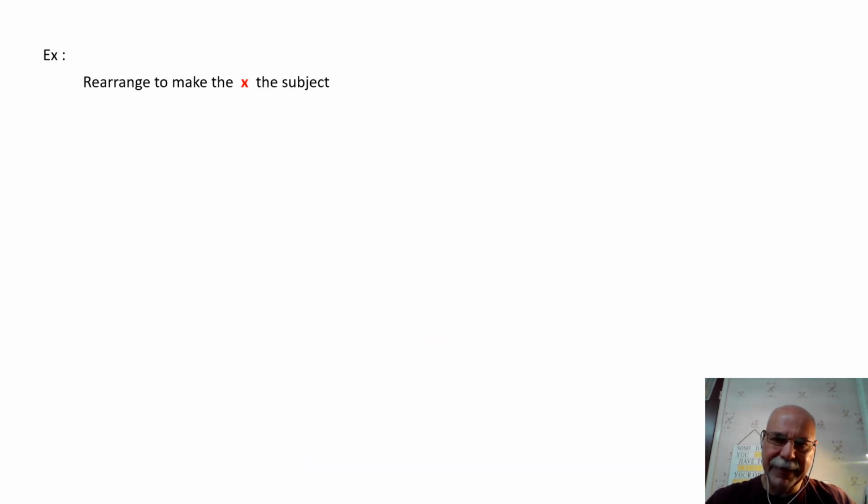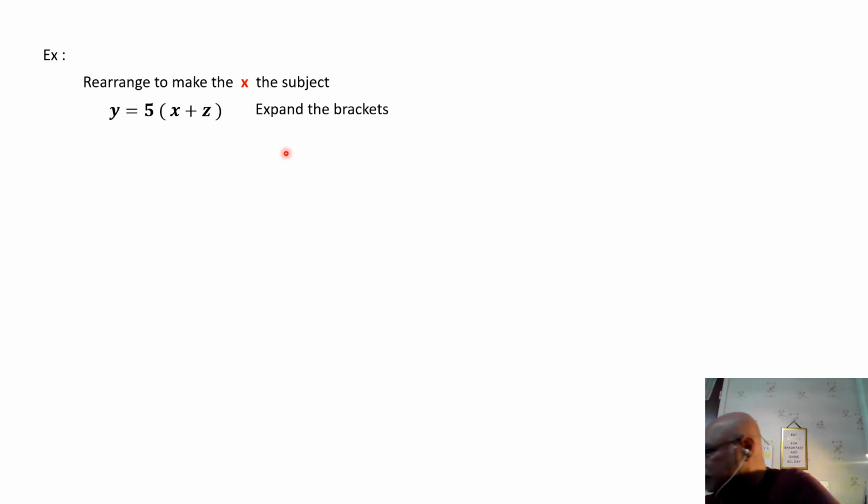Now for this example, there is another rule for how we rearrange to make x the subject. Y equals 5 times the bracket x plus z. He asked me to make x the subject instead of y. I do it like this. Expand the bracket first. I remember to expand; this is for the BODMAS. I should do this first.